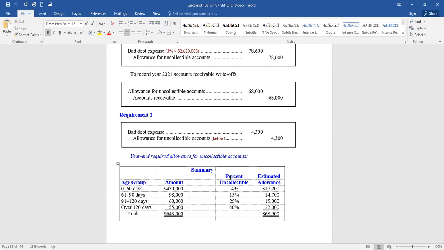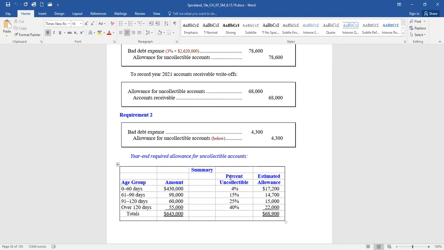How much is the estimate of the next group? Well, it's about 15% of that balance. Multiply the 98 by 15% to get 14,700. Do the same thing with the 91 to 120 days. You would be given those percents of uncollectibles. And then finally, you would do that with the over 120 days and get the results for each age group. That's the estimate of the bad debts for each age group.